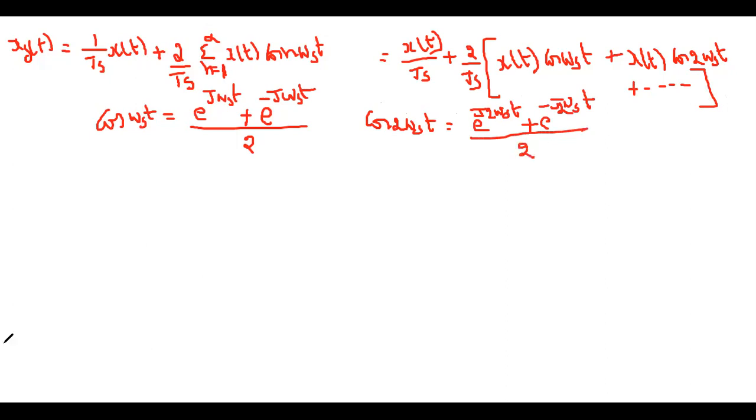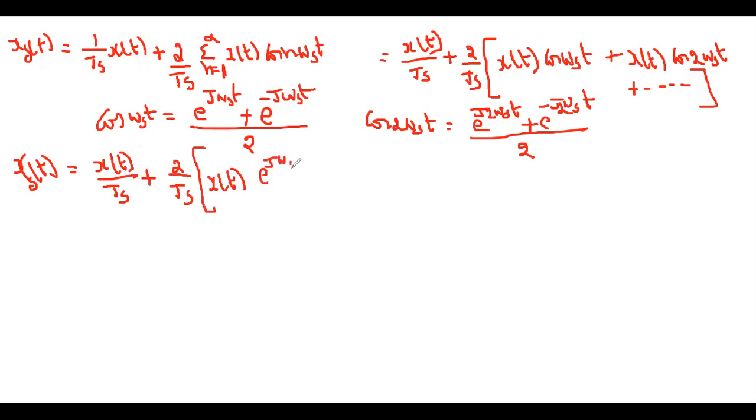Got it, my students? Substitute this cos function in x delta of t. x delta of t is equal to x of t by ts. Listen carefully, my dear students. Every equation I am writing is very important. Plus 2 by ts multiplying with x of t. Here you can see the cos omega s t, I am substituting as e power j omega s t plus e power minus j omega s t, by 2.